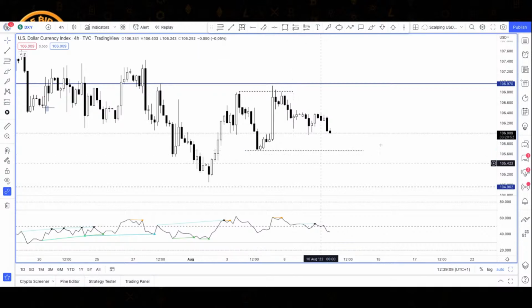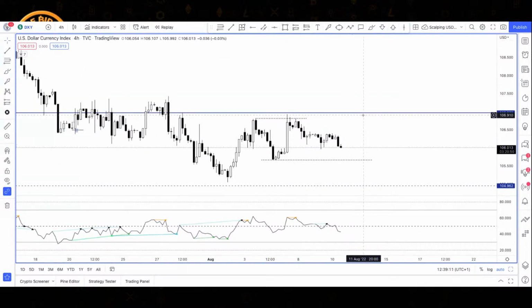Conscious of these lows. So we could see a little pump in Bitcoin as price on the DXY starts to pull back. But something I'm going to be very cautious of is this, because if price comes back and then starts to move higher, then we're probably looking at bad news for risk. But again, it could play into our shorter time frame trade plan when we're looking at Bitcoin.